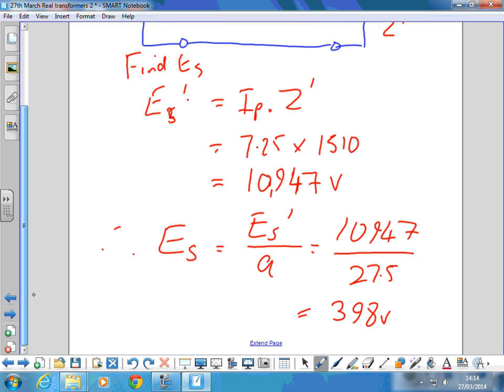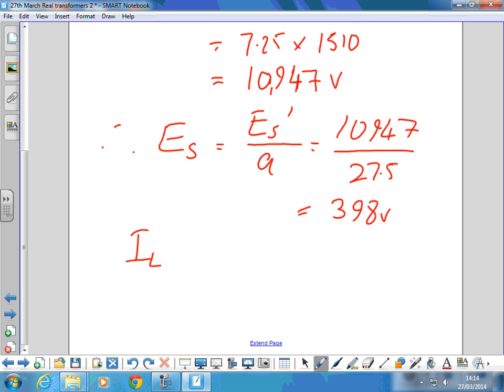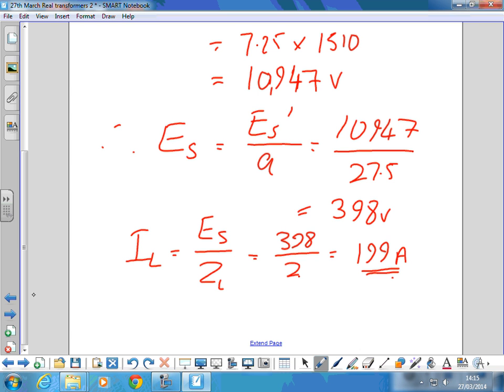Lastly, the current through the load, IL, is ES over ZL, that's 398 over 2. So you'd expect 200 amps and you're actually getting 199 amps.